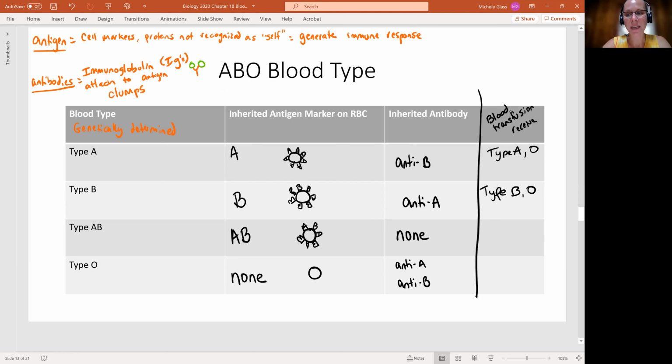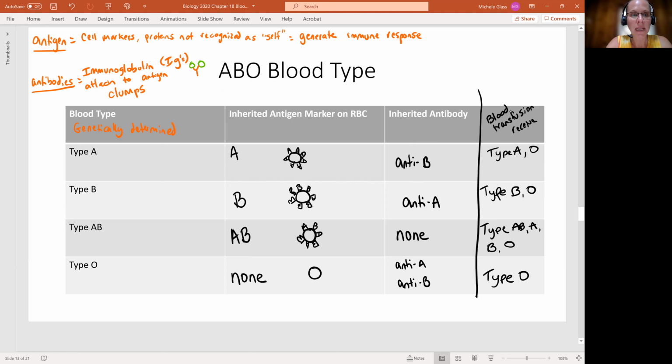If you are type AB, you can clearly receive your own type AB, but you can also receive type A because it just looks like normal. You can receive type B because it looks like normal. And you can receive type O because there's no markers on it, so there's no threat that you're going to clump it up, right? If you are a type O individual, you have both anti-A and anti-B antibodies. So you are limited to just type O.